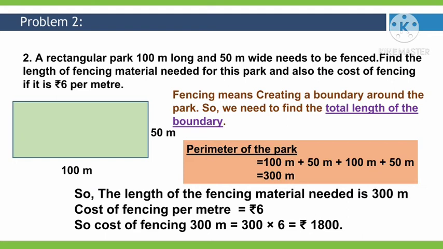Now the next question is, we want to find the cost of fencing it. Now for 1 meter, in order to get 1 meter of fencing material, we need to spend 6 rupees. So how much we need to spend for 300 meter? You have to multiply 300 into 6, which is rupees 1800. So the cost of fencing is rupees 1800.